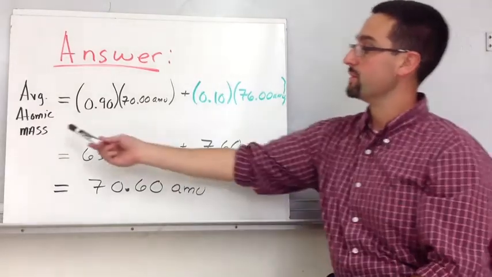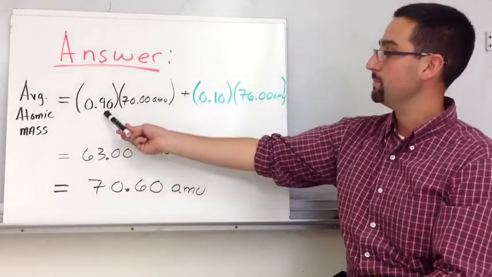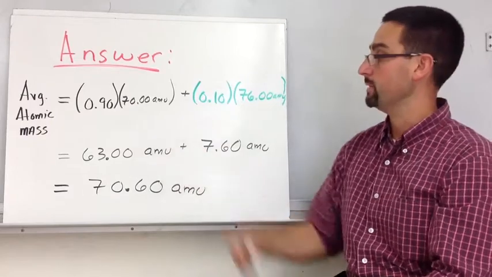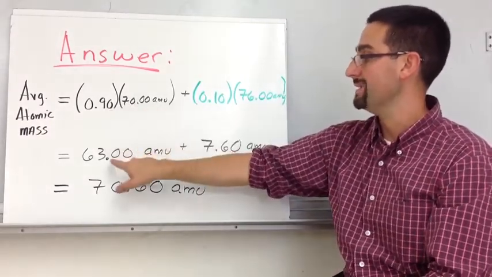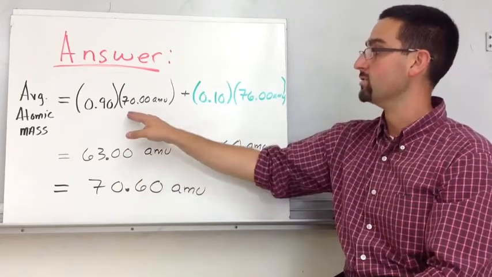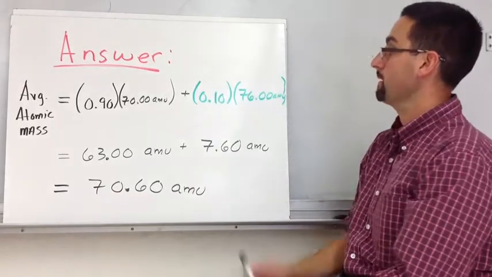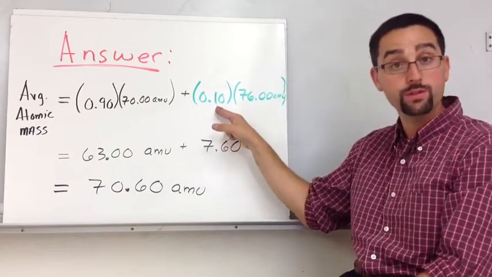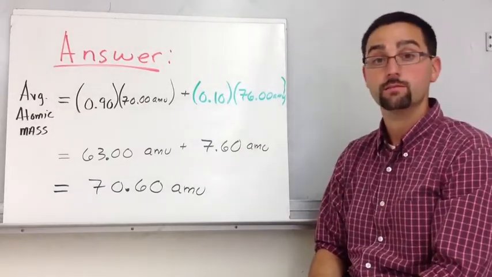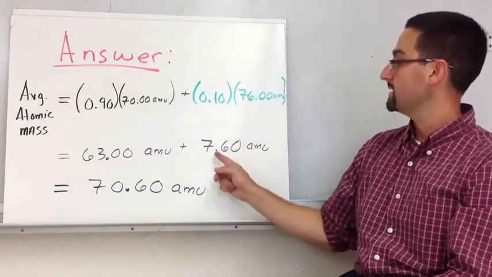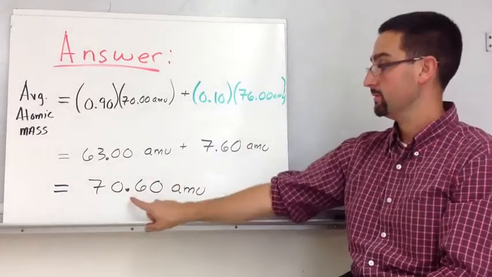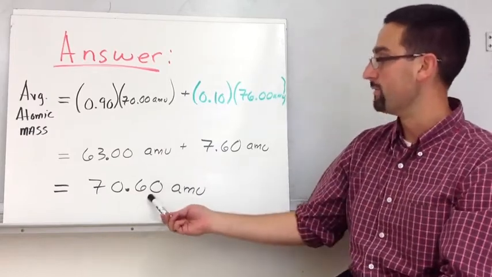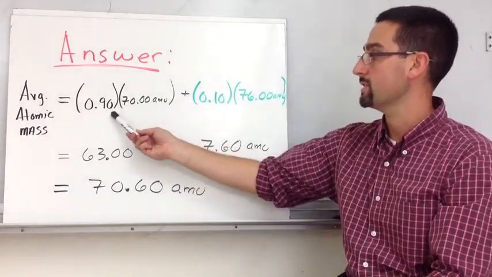So here's the answer key to this. Here's what I did. To find the average atomic mass of element A, I took 90%, which is 0.90, and multiplied that by isotope 1's mass, which was 70. So 0.9 times 70 got me 63 AMUs. So that's the mass that isotope 1 contributes to the average. Then I added that to the abundance of isotope 2, which was 10%, or 0.10, times its mass of 76. 0.1 times 76 is 7.6, so I add these terms up, and I get an average atomic mass for element A of 70.6.